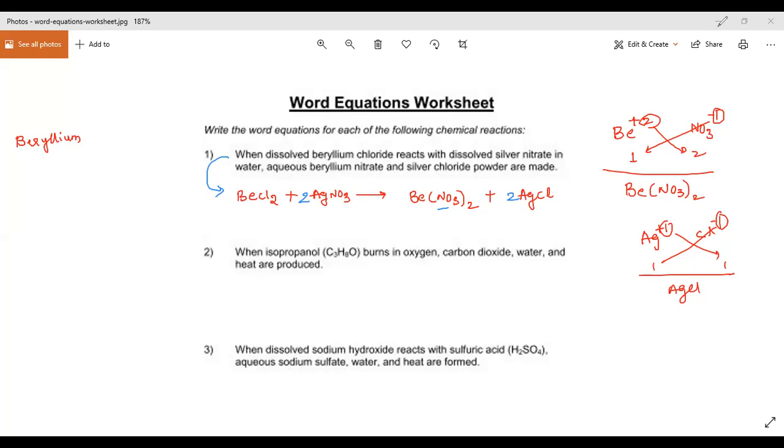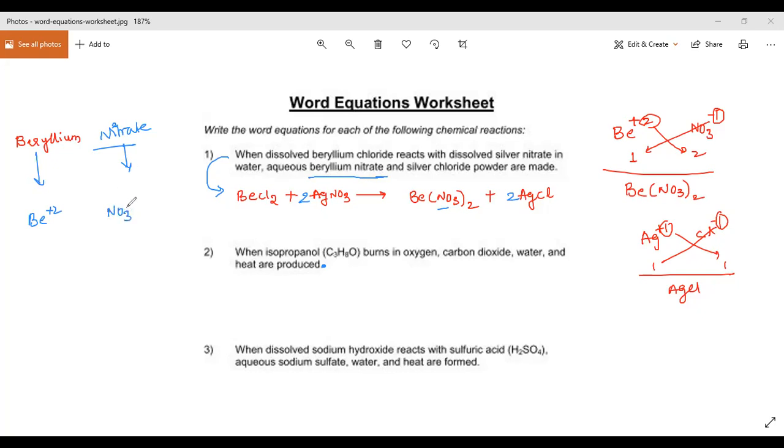Okay, can I explain the next problem? I didn't understand how Be(NO3)2 came twice and again AgCl came. Beryllium nitrate, we have to find the formula, right? How to identify the formula? Beryllium is Be+2. Nitrate is NO3, sir.